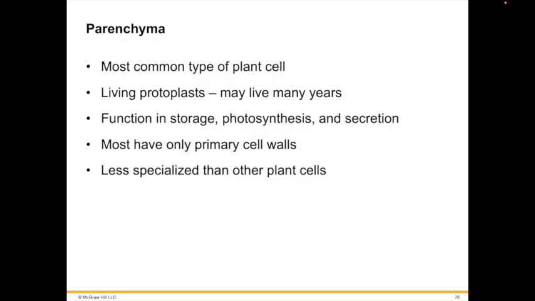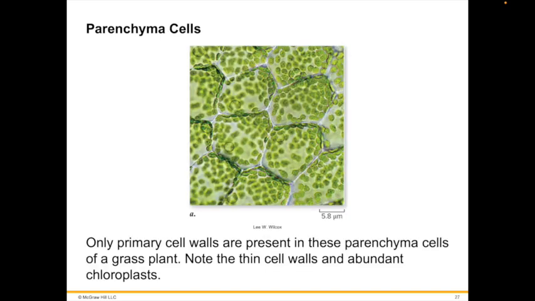They are the most abundant cells of primary tissues and may also occur to a much lesser extent in secondary tissues. Most parenchyma cells have only primary cell walls, which are laid down while the cells are still maturing. These are parenchyma cells being shown here, and these are present in a grass plant with only a primary cell wall.